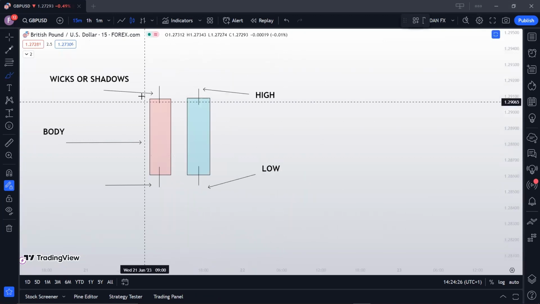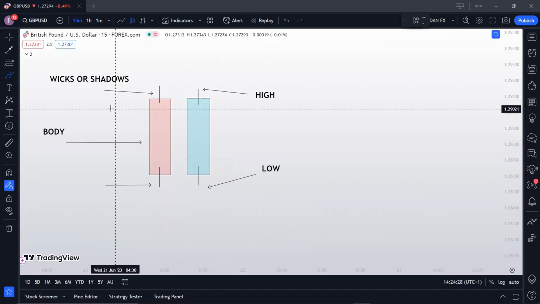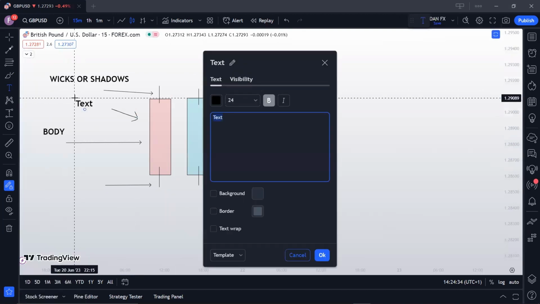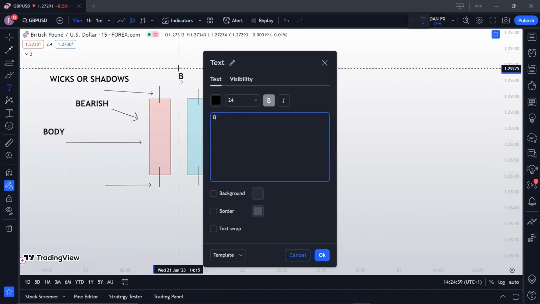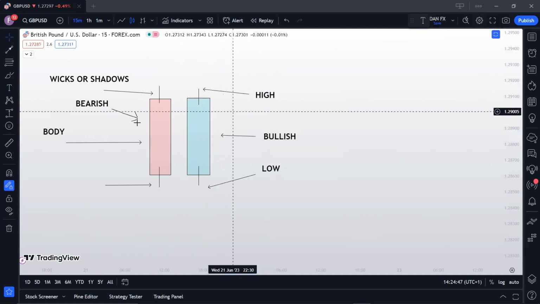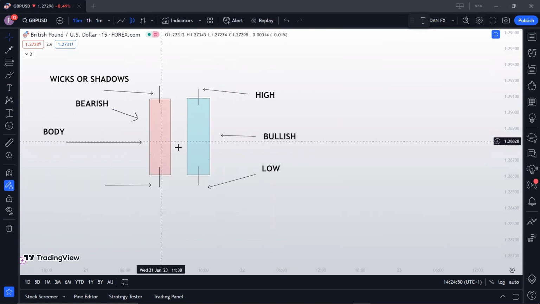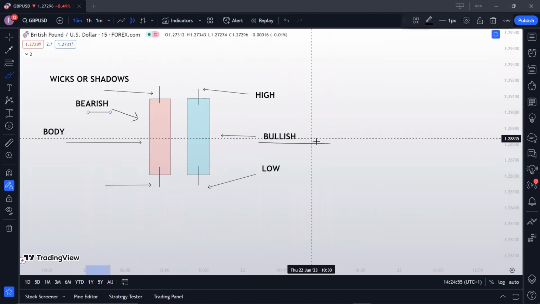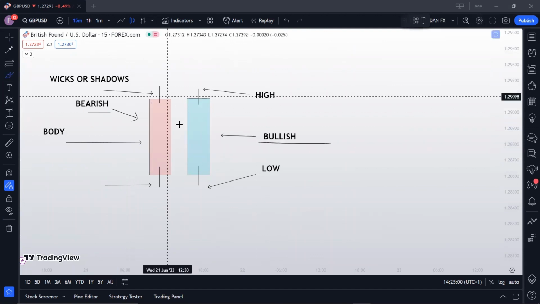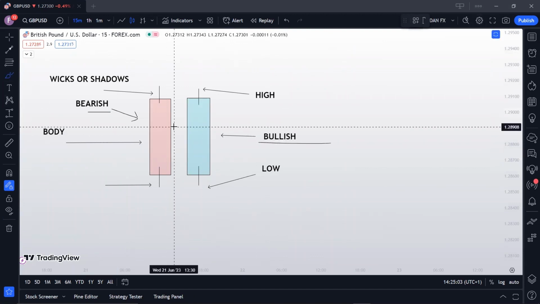Now when you look at candlesticks, this red one is called the bearish candlestick. Let me write that down too so you can see how it looks. And then the next one is called the bullish candlestick. The candle that goes up is called the bullish candlestick, and the candle that goes down, the red one, is called the bearish candlestick. Bulls simply means buy and bear simply means sell. So it's the same thing as long and short, buy and sell, bullish and bearish.